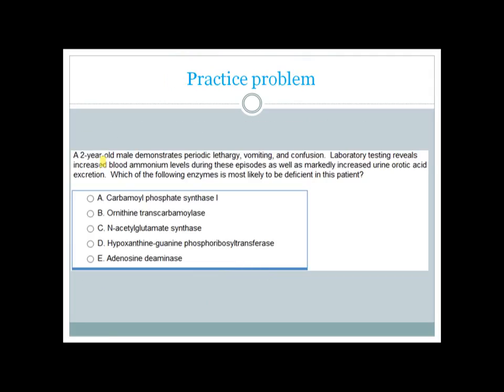We have another practice problem here. A 2-year-old male demonstrates periodic lethargy, vomiting, and confusion. Laboratory testing reveals increased blood ammonium levels during those episodes, as well as markedly increased urine uric acid excretion. Which of the following enzymes is most likely to be deficient in this patient? The answer is ornithine transcarbamylase.